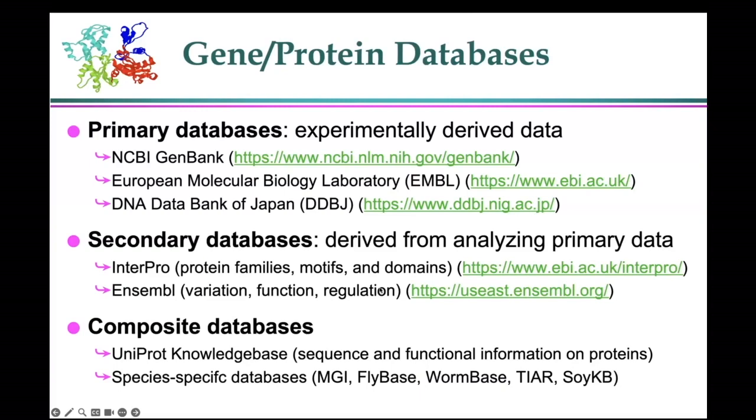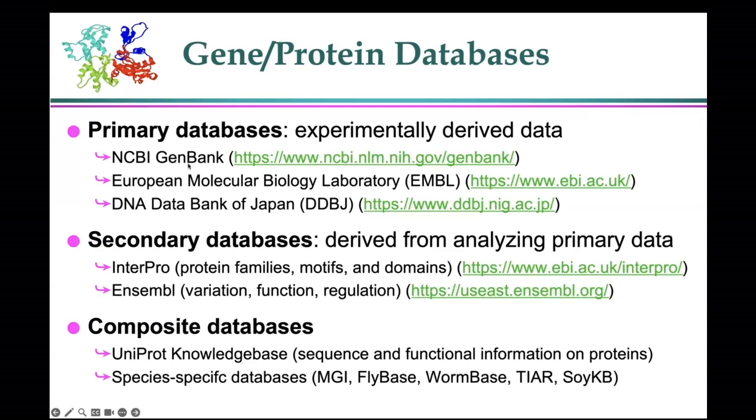Okay, and then for gene and protein databases, we typically talk about 3 types of databases. One is the so-called primary databases. These databases host experimental data directly. They are all very reliable, with no computationally predicted data. Related to genes and proteins, there are 3 major ones. They have been dominating the field for at least 20 years.